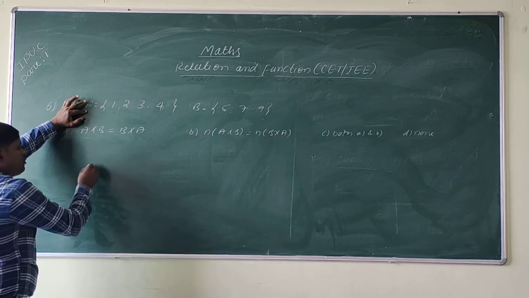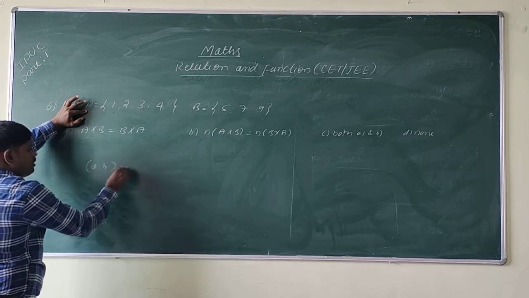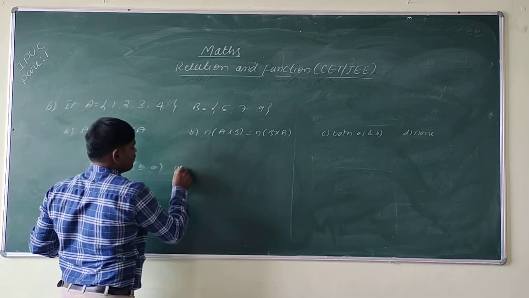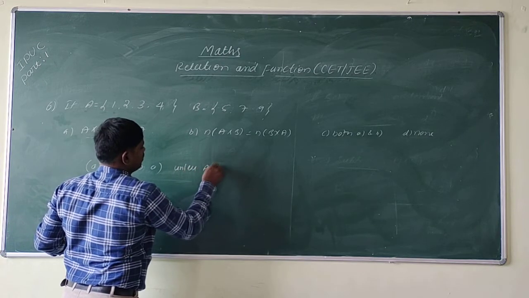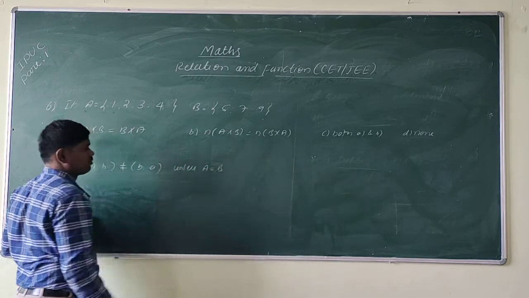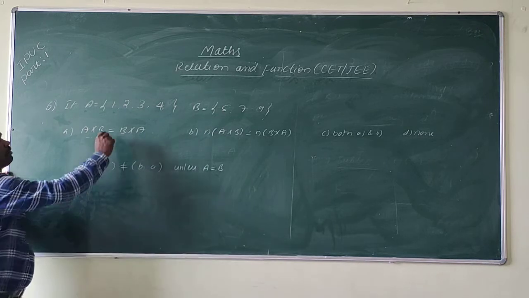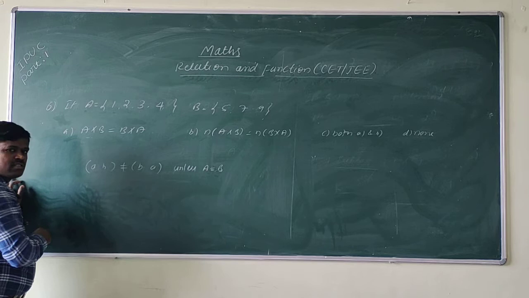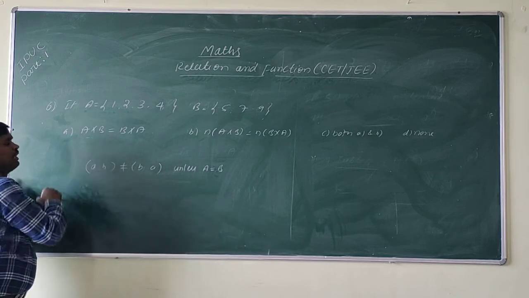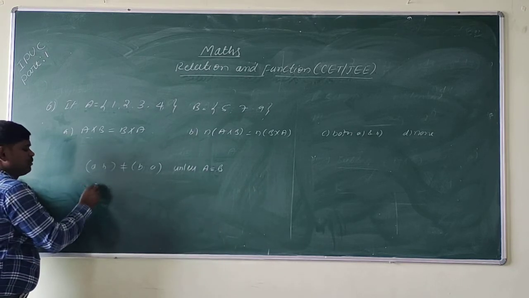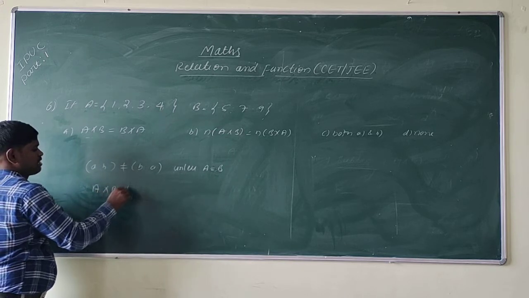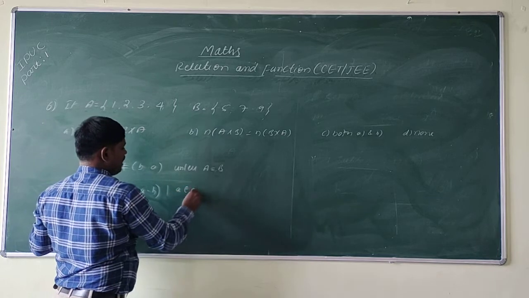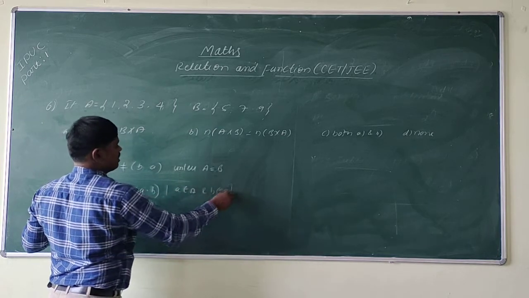An ordered pair (A, B) is not equal to (B, A) unless A is equal to B. So here, considering the elements 1, 2, 3, 4 in A and B is 5, 7, 9. Therefore, A cross B is equal to what? A cross B is the set of ordered pairs (a, b) such that a belongs to A and b belongs to B.